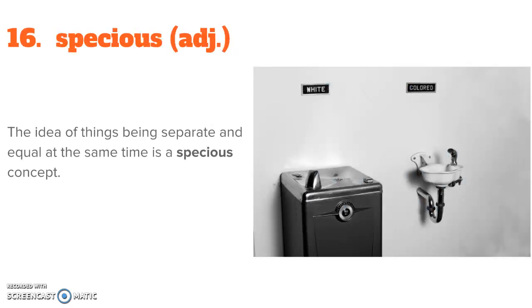Number 16 is specious, which is an adjective. The definition for specious is deceptively appearing to be fair, just, or right. Appearing to be true, but actually false. So the idea here with specious is that something seems to be right, something seems to be fair, but when you really think about it, you know it's not actually fair. So when something seems fair but it's not, or seems true but it's false, you could describe it as specious. So for our example sentence here, the idea of things being separate and equal at the same time is a specious concept.